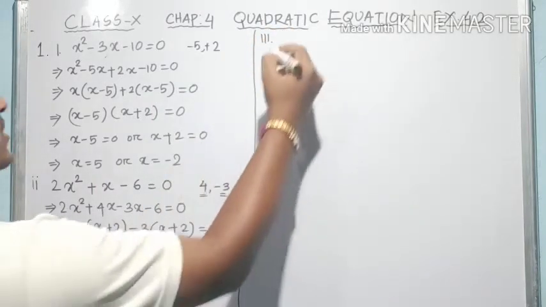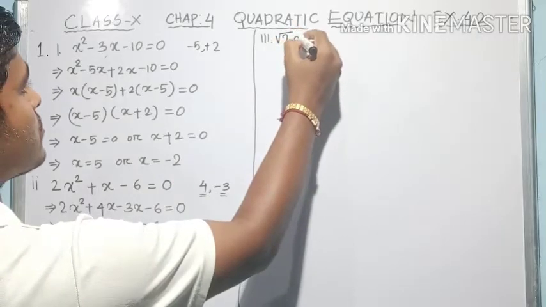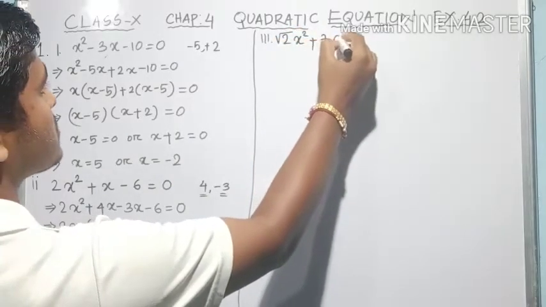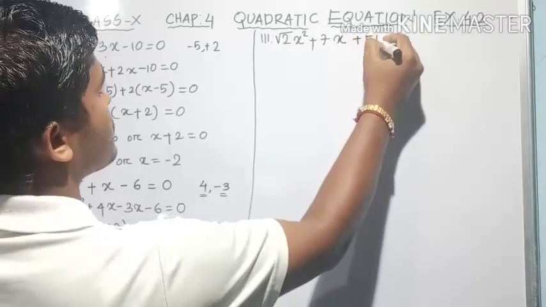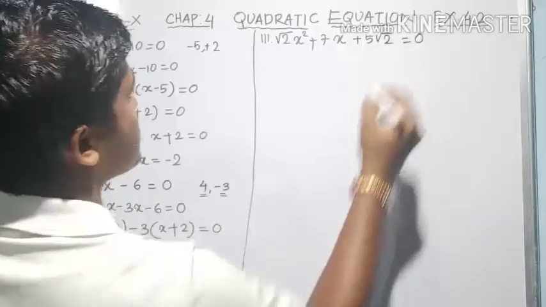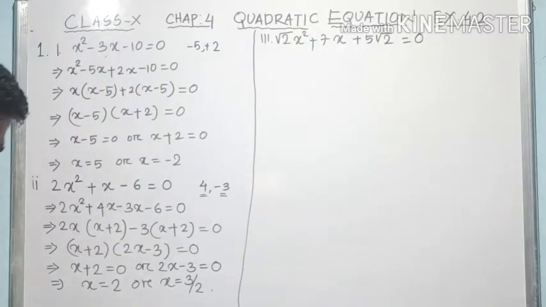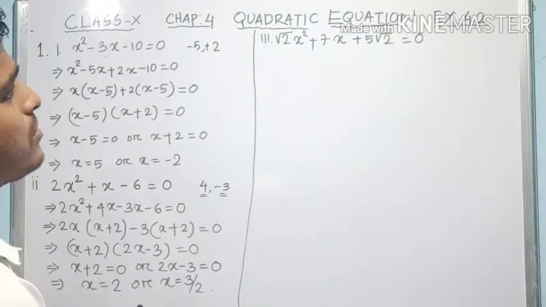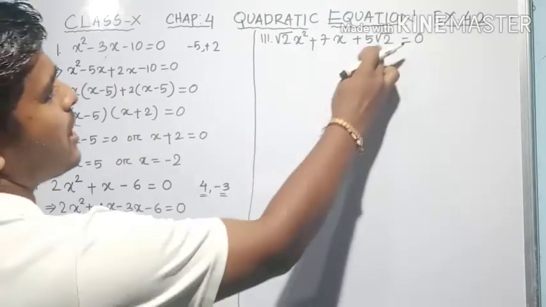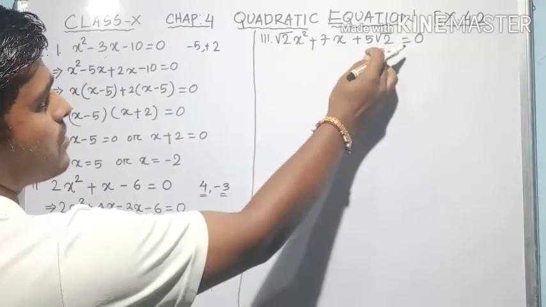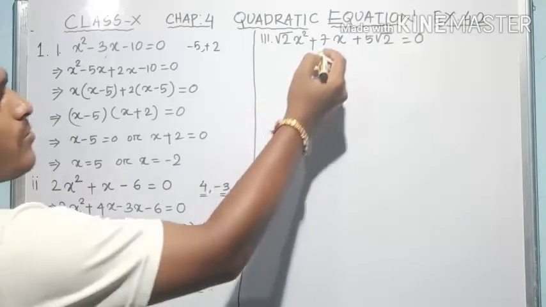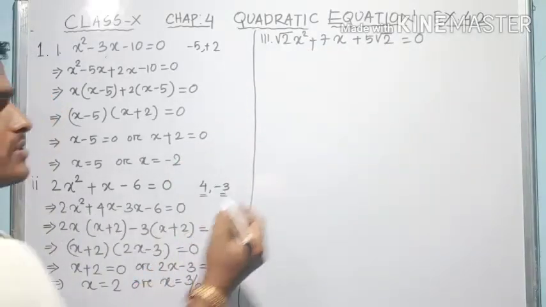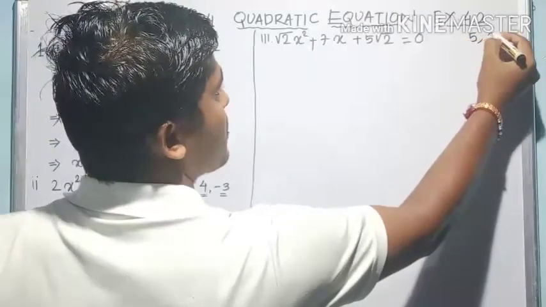Root 2 x square plus 7x plus 5 root 2 is equal to 0. We have to find two real numbers such that their product will be 10, the coefficient of x square and the constant term, that will be their product, that is 10, and their sum will be 7. So the two possible integers are 5 and 2.